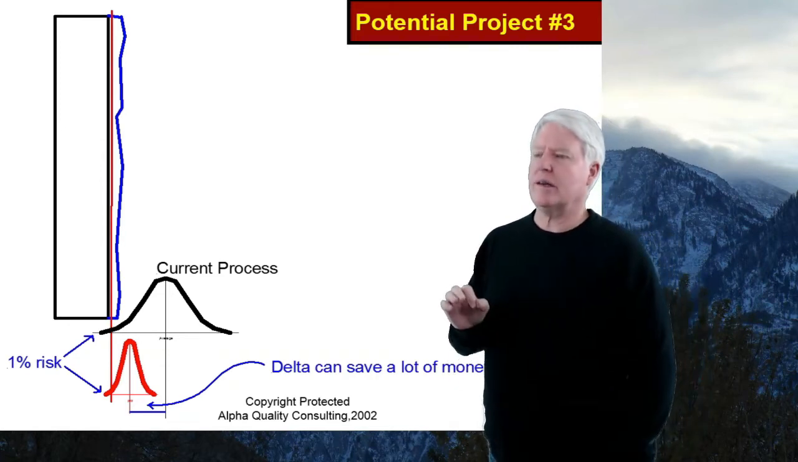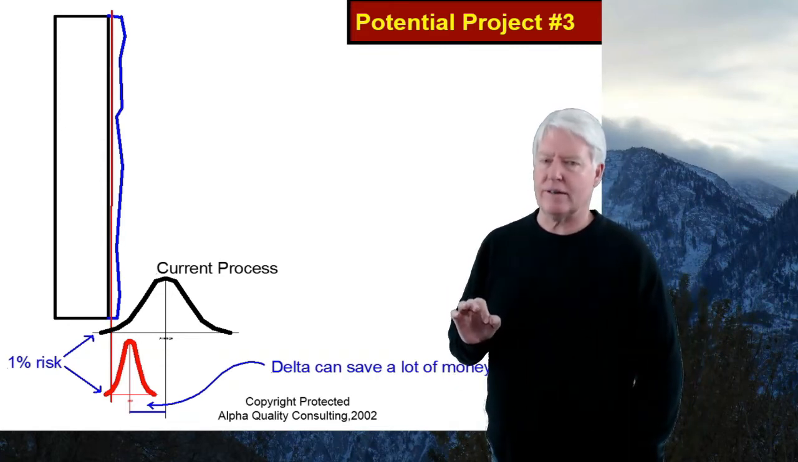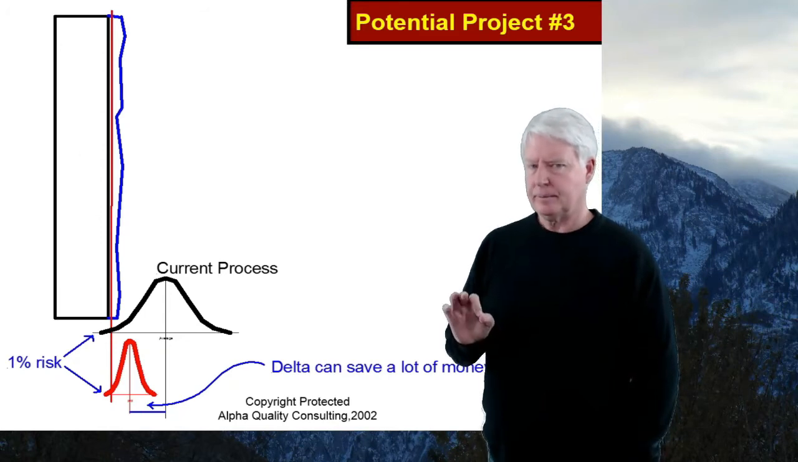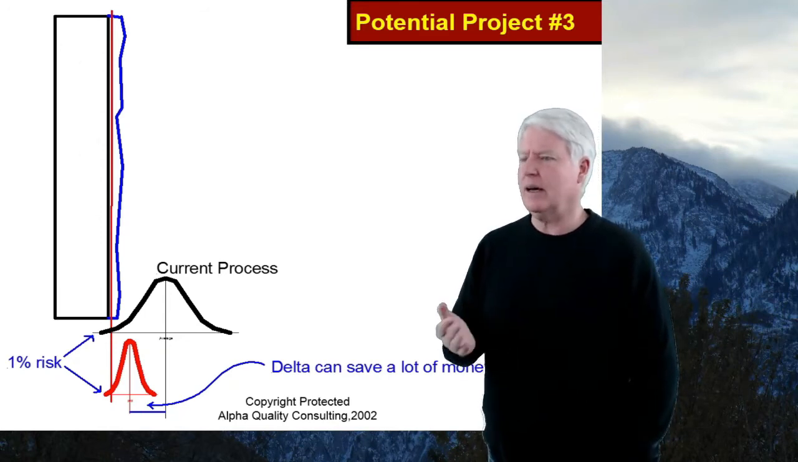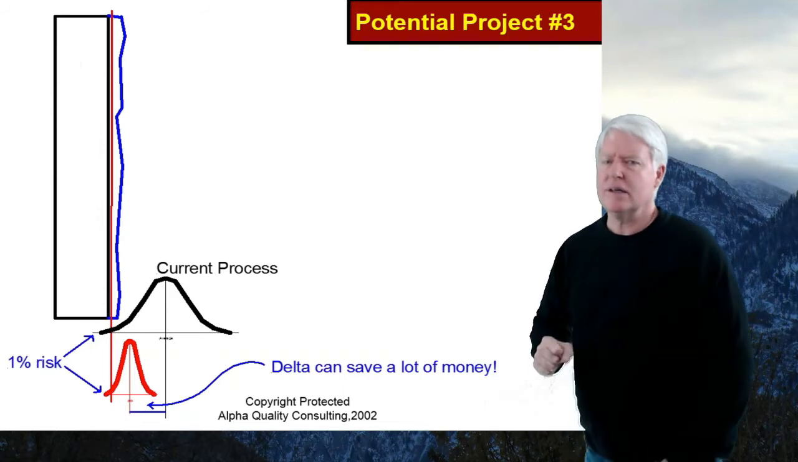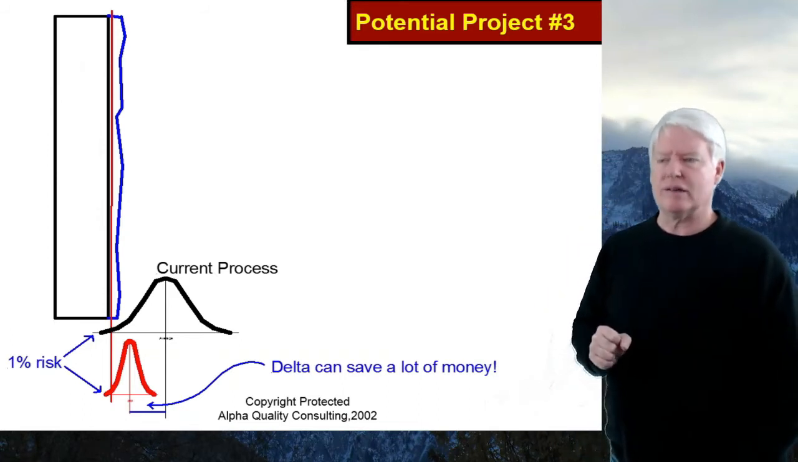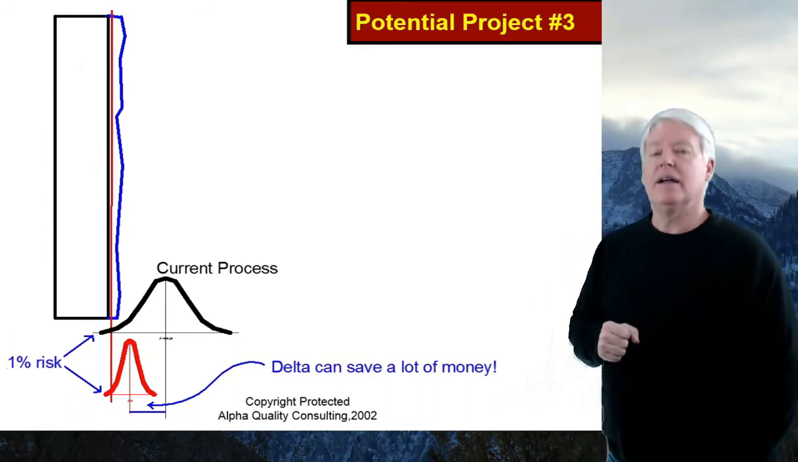So you go to the client and say, hey, you're currently at 1% risk of violating lower spec limit. Are you all right with that? And they say, you know, we are. We haven't had that many complaints, so we want to keep that same risk level. And you say, okay, not a problem.